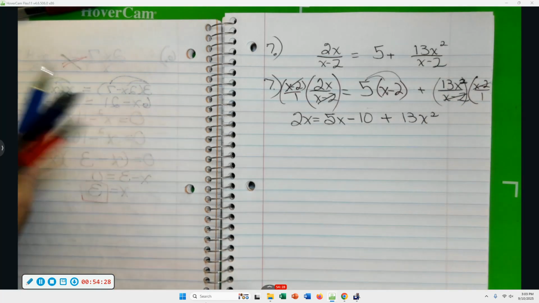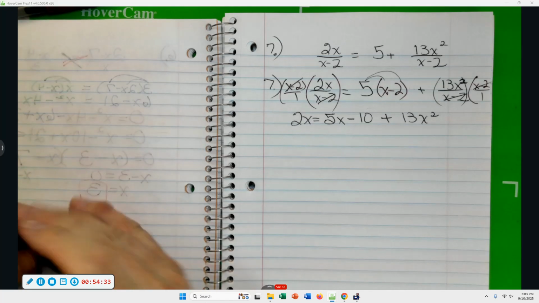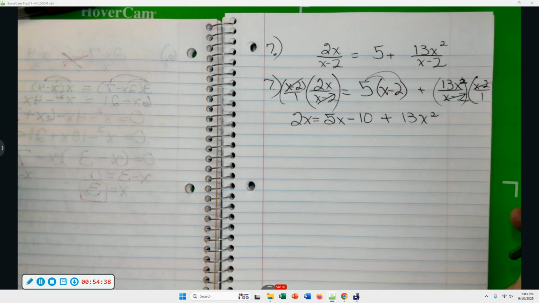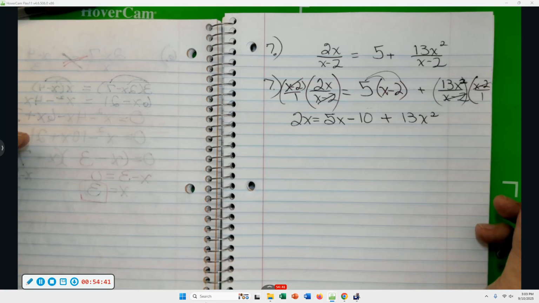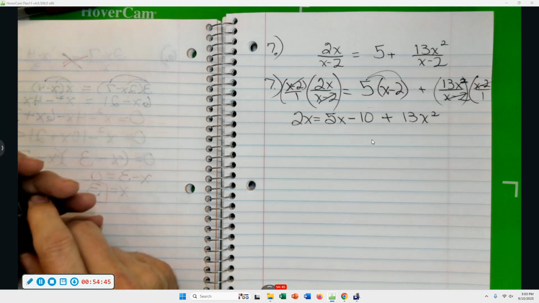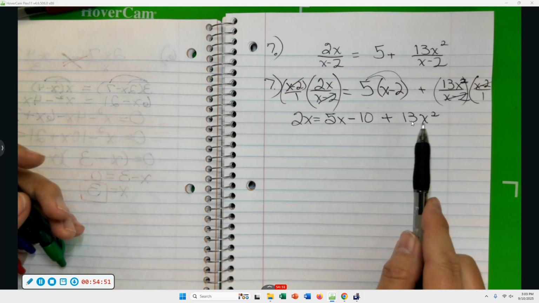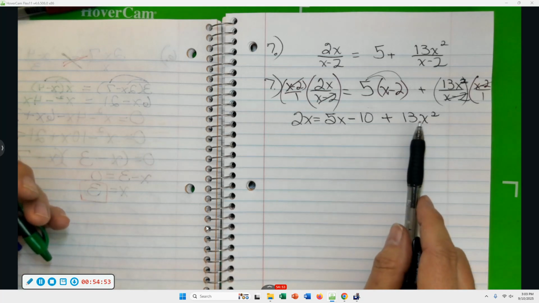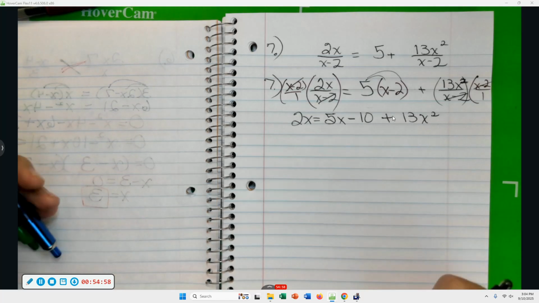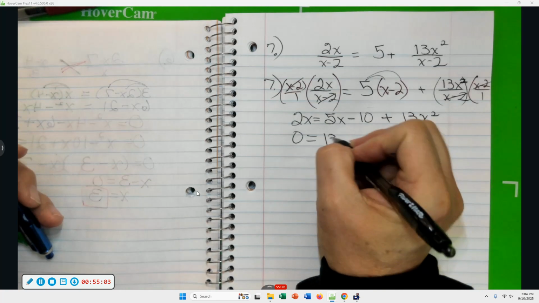Is this equation quadratic? Yes, because I see that x squared. So I need it set equal to 0. Where am I going to get the 0? Read my mind. Am I going to get the 0 on the left or on the right? On the left, because that's a positive 13x squared. I want that 13 to stay positive. There are all sorts of undesirable side effects if you have an a value that's negative. So we have 0 equals that positive 13x squared.